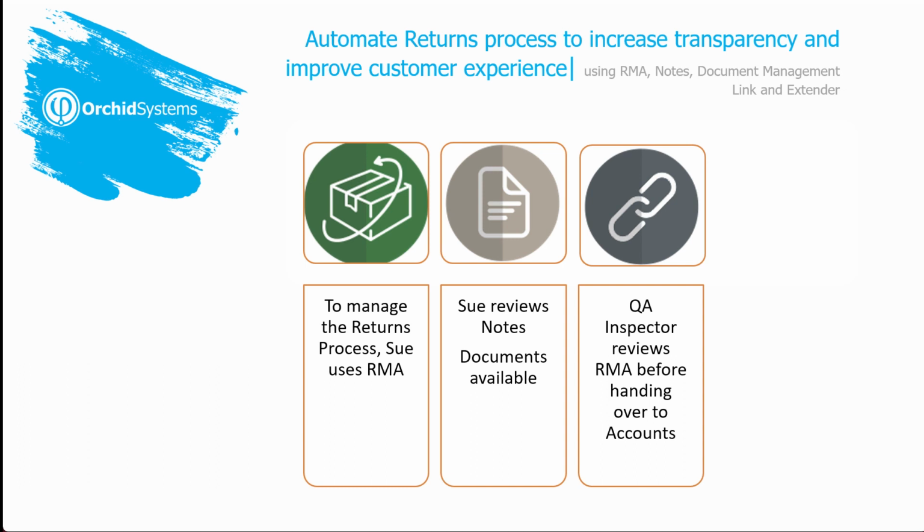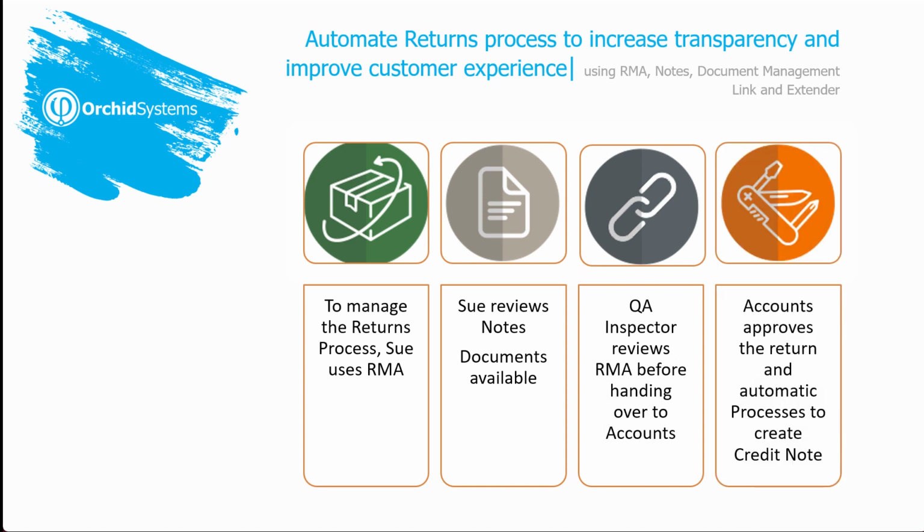In our example, we've configured Extender Workflow to assign the return to the QA inspector, who will review the stock before handing over to accounts for the final approval. Accounts can then approve the return, the RMA, to complete it and create the replacement order and/or the credit note as required. Let's now have a look in Sage 300.